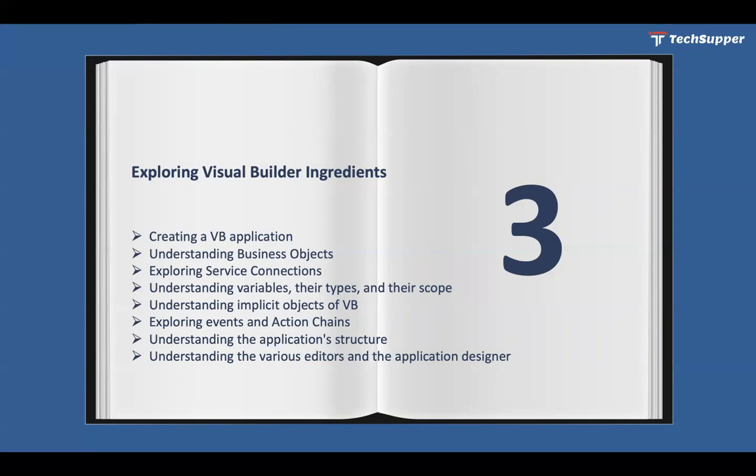We will understand the application structure, what it looks like, and what the various editors and the application designer in Visual Builder are. After completing this chapter, you will have an understanding of various basic building blocks, which we are going to use throughout the book. This is a very important chapter, and you should read each and every business object very carefully. Basic building blocks are the basis of each and every technology. If you don't know the basic building blocks, the terminologies used in the product, you will not be able to use the product.